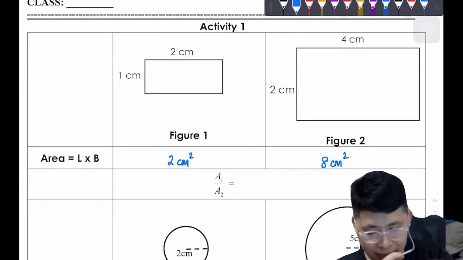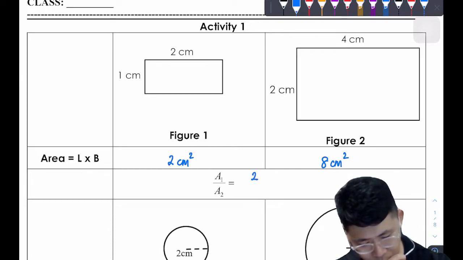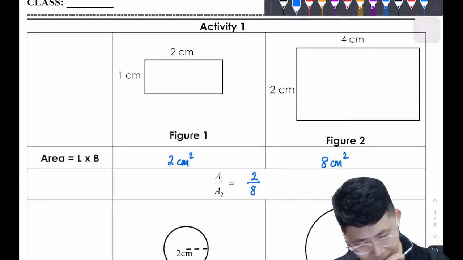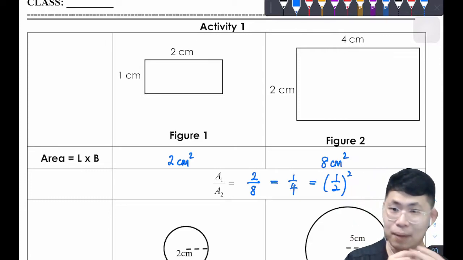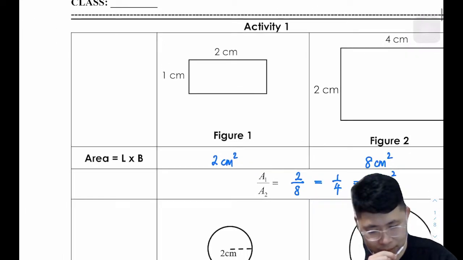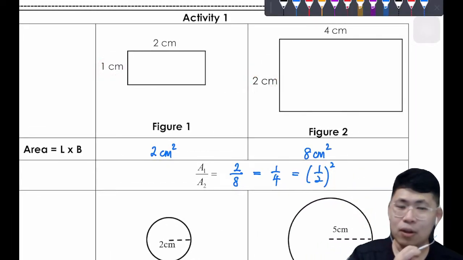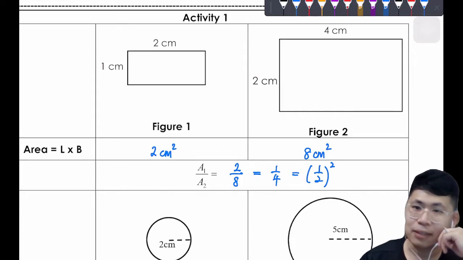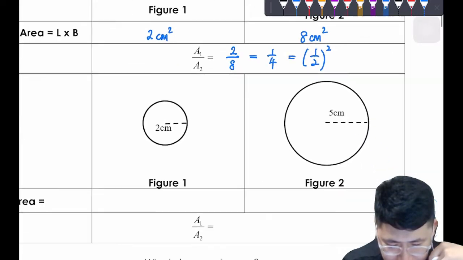The ratio of area 1 to area 2 is going to be 2 over 8, which is 1 over 4. And this is going to be 1 over 2 squared. So I'm going to write it like this first, (1/2) squared. You can see that this is 1 part to 2 parts, and squared, because you're having the same factor.